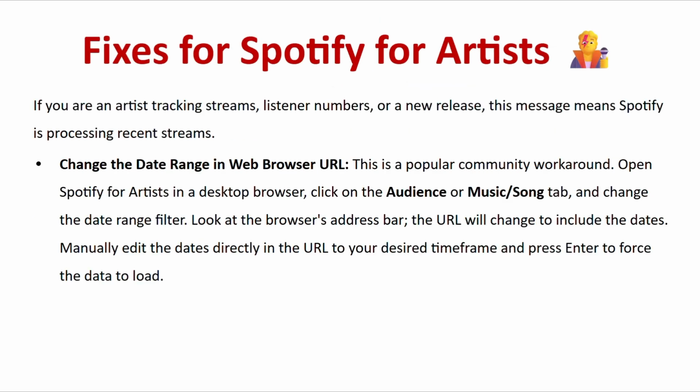Fixes for Spotify for Artists. Change the data range in the web browser URL. This is a popular community workaround. Open Spotify for Artists in a desktop browser, click on the Audience or Music/Song tab, and change the date range filter. Look at the browser address bar. The URL will change to include the dates.